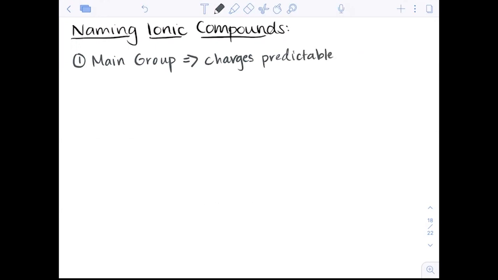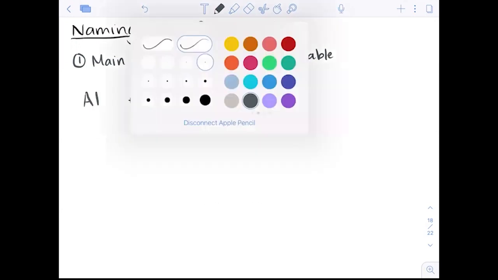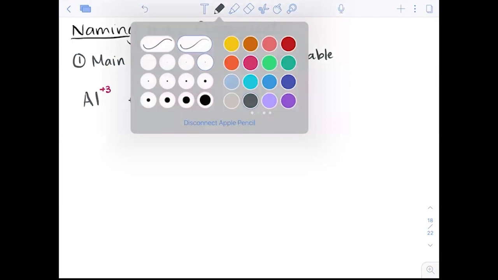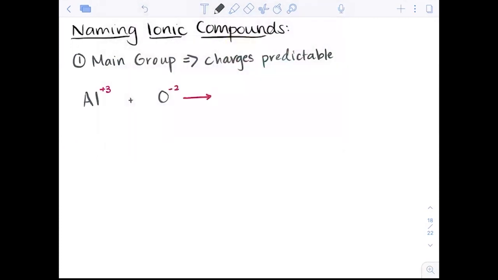So something like aluminum plus oxygen, we know aluminum makes a +3 charge, oxygen makes a -2 charge. In order to figure out the formula unit, again, ionic compounds, formula units, what we do is we either say, is it a 1-to-1 ratio? Or should we do the charge swap?